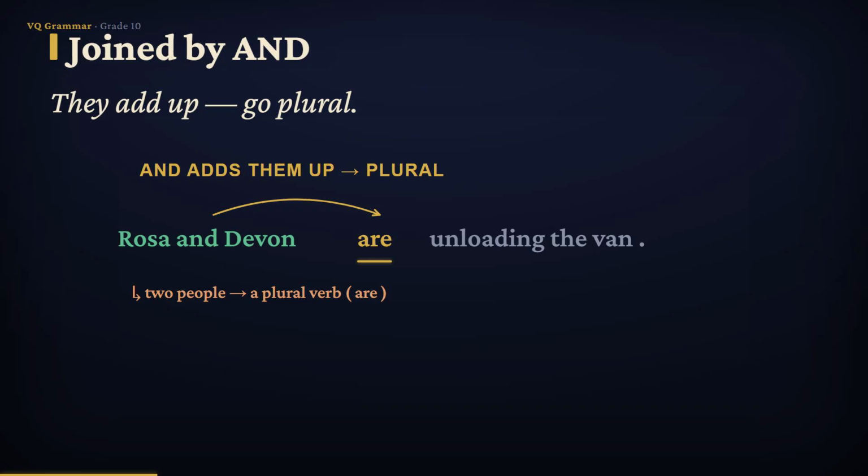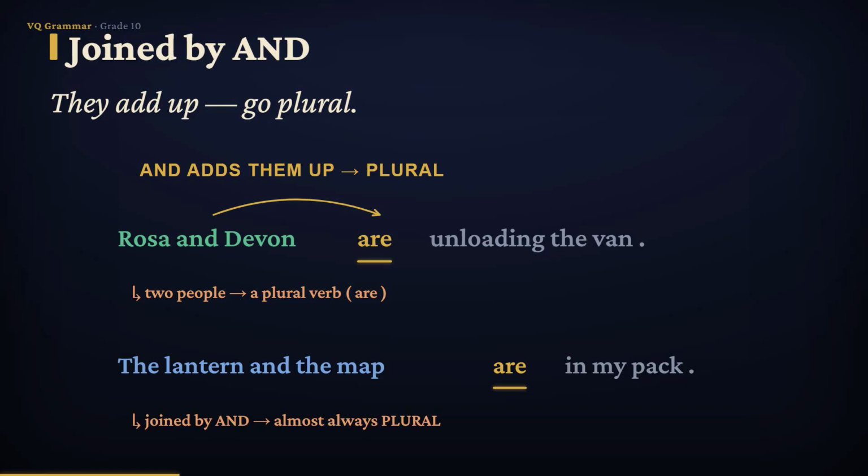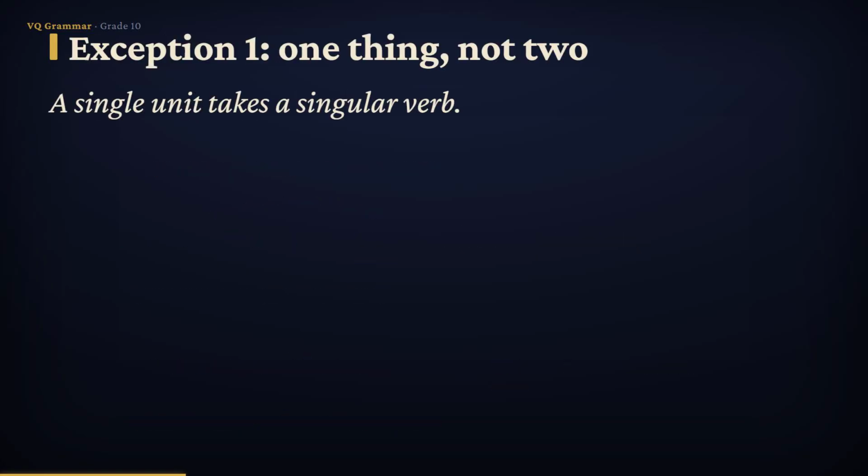It works the same way with things. The lantern and the map are in my pack. A lantern plus a map is two objects, so again the verb comes out plural. So hold on to the default. Two subjects joined by "and" take a plural verb. Now for the first exception, and it is a good one.